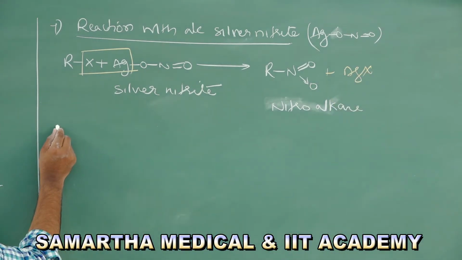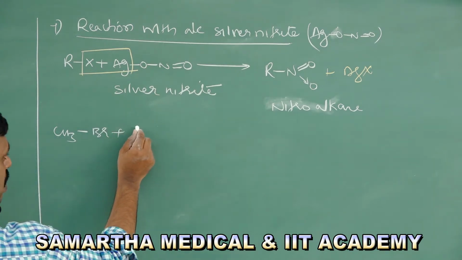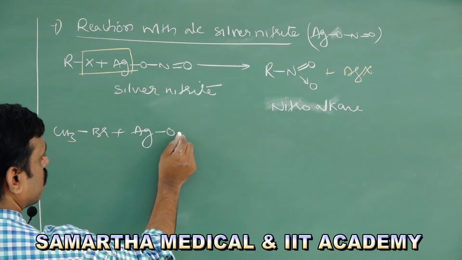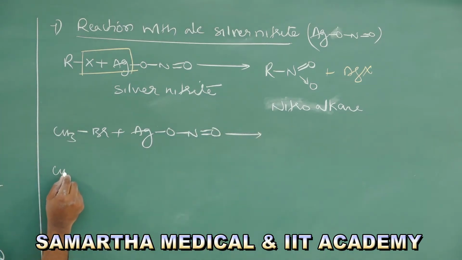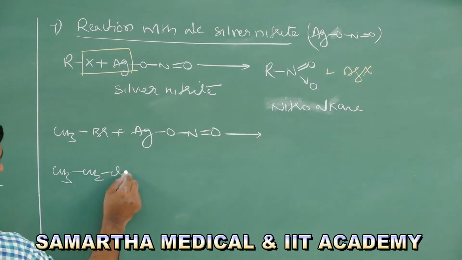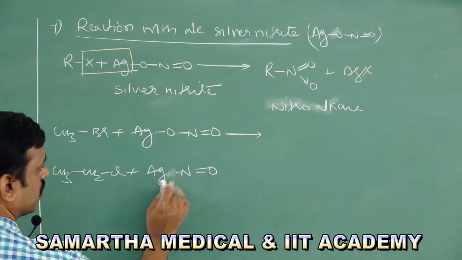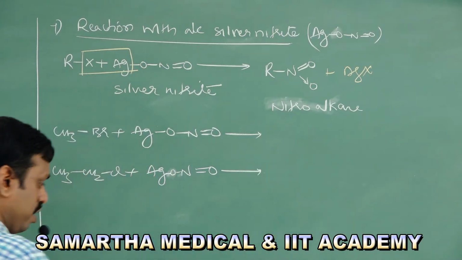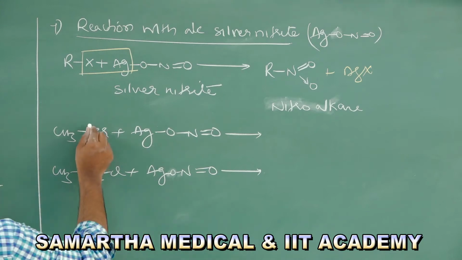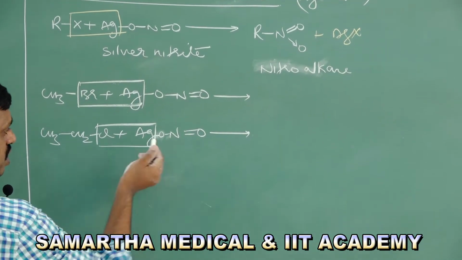Similarly, let us write one or two examples. Take methyl bromide plus silver nitrite in alcoholic medium. Take ethyl chloride plus silver nitrite in alcoholic medium. So you just remove AgBr here, remove AgCl here.